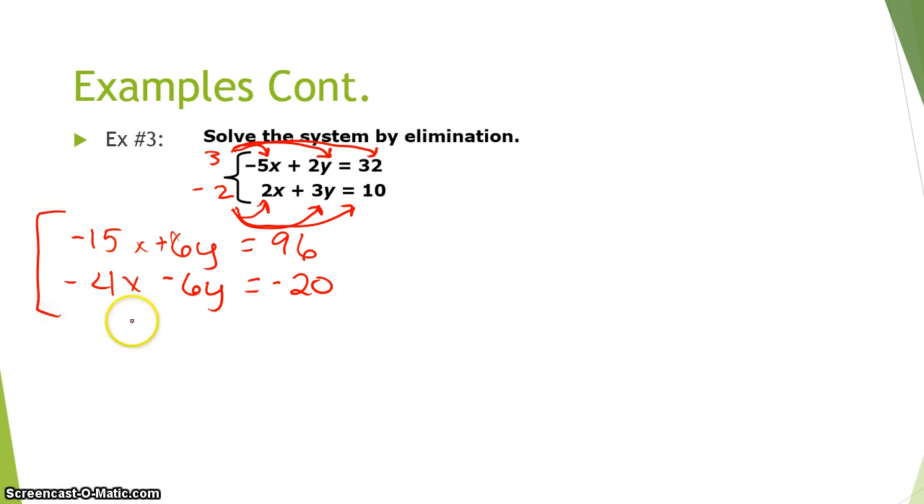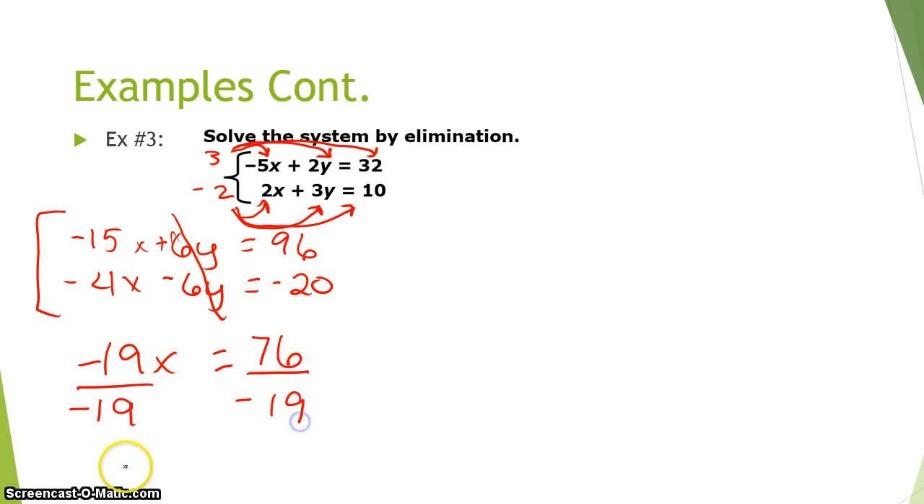I now add the x's together, the y's together, and the numbers standing alone together. Positive 6y and a negative 6y, they cancel to become 0. Negative 15x plus negative 4x gives me negative 19x equals 96 minus 20 is going to give me 76. I solve for x by dividing negative 19 to each side. So x equals negative 4.